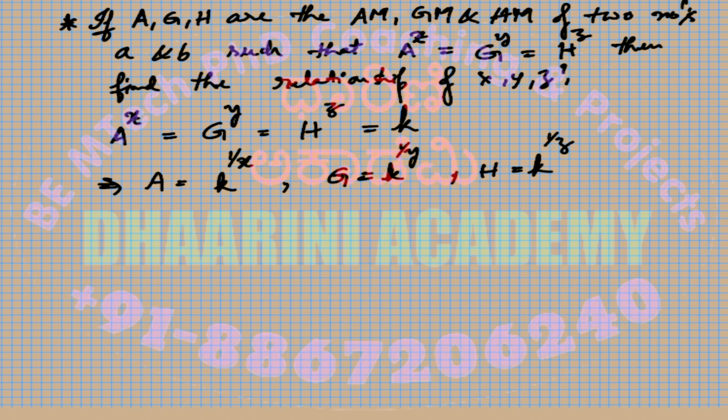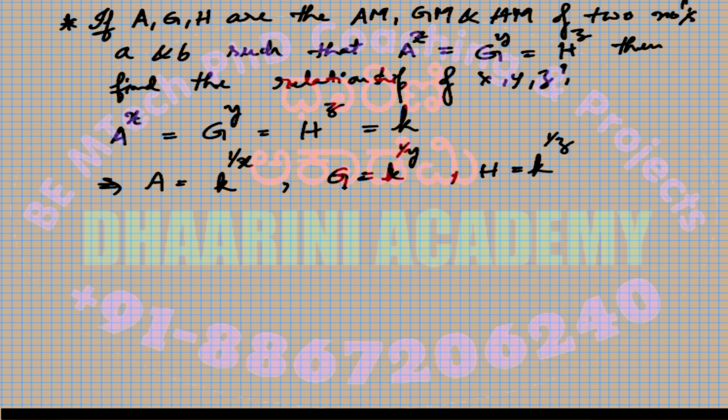Right, now already we know one thing about A, G, and H, because A, G, H are the arithmetic, geometric, and harmonic means of the two numbers A and B, right? So this implies, since they are the A, G, H of two numbers, they follow the geometric progression, right? So we know that G square is equal to A into H.